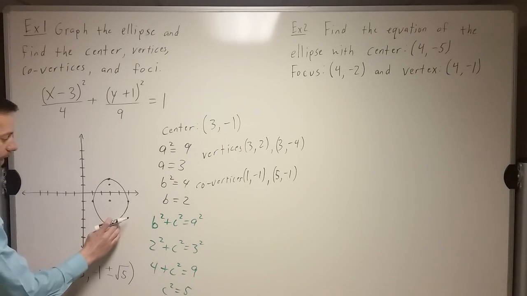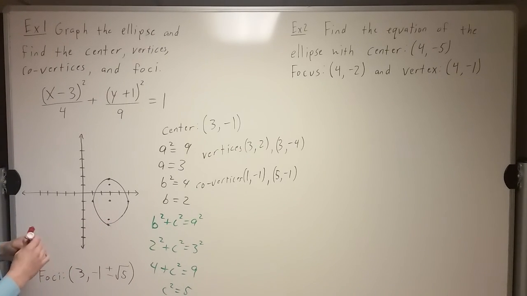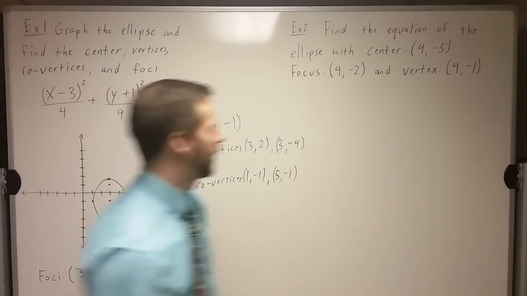And there we go. There's our ellipse that has that equation. All right, does that make sense how we got all those pieces? All right, let's try to do one more here.